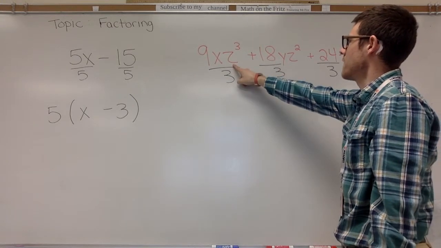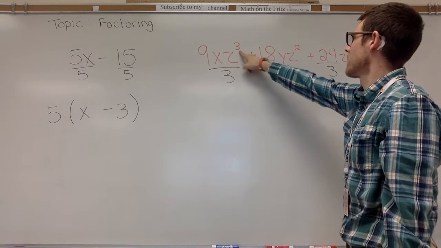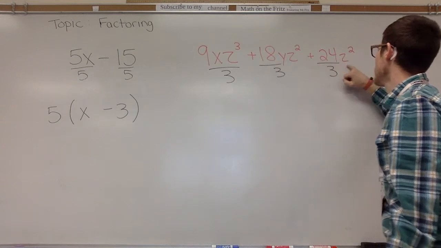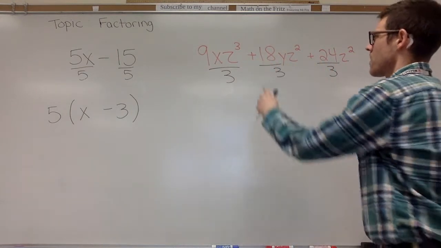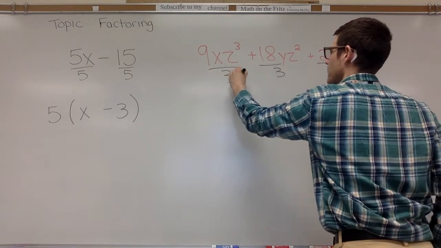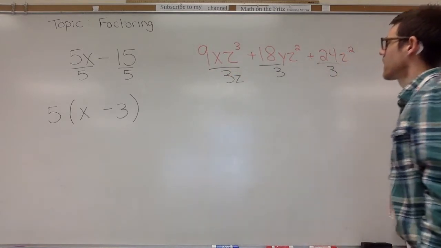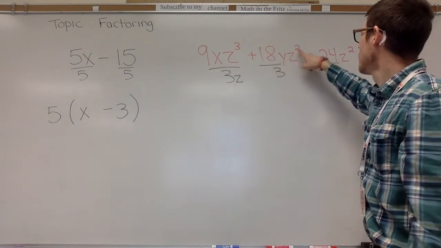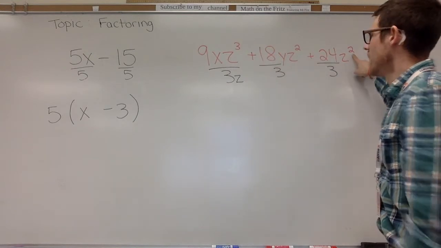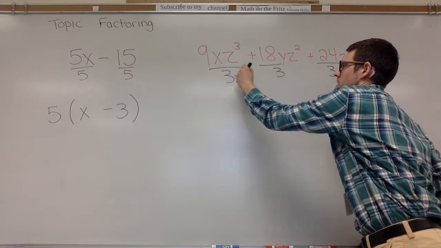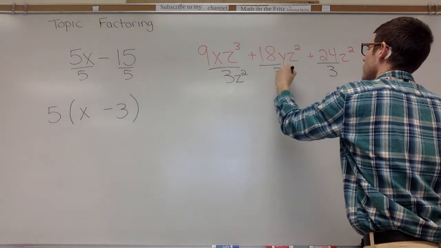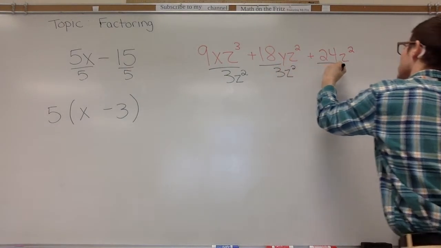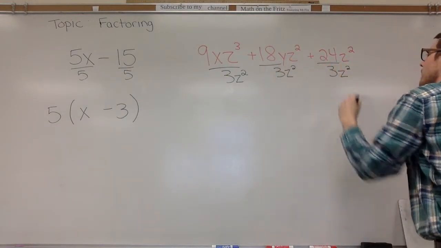Then I look at the z. There's z here, z to the third, z squared, z squared. I do have z in all 3 locations. So that's common to all of the terms. Now I look at the exponents, 3, 2, 2. My smallest exponent is 2. So I could pull z squared out of every single one of those terms. So I go over here, I go over here, and they're coming out.